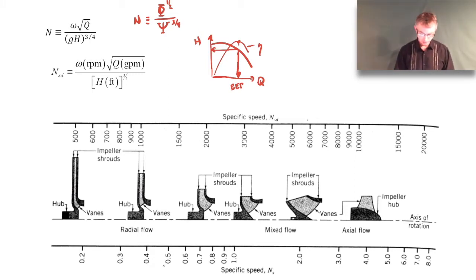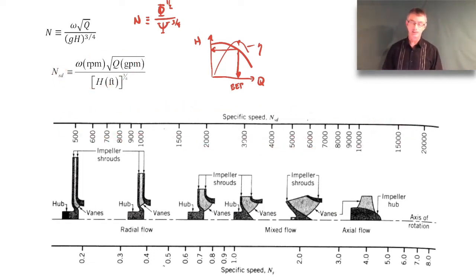Now you'll notice that there's another formula here, this N_SD. This is still specific speed, but it's given in a dimensional form. Up here, if you are careful with your units, it's dimensionless. But down here, it's dimensional with specific units for those quantities. So omega here should be in RPM, Q should be in gallons per minute, and H should be in feet. This gives the dimensional form, and that's what this axis is up here. So it has a weird combination of units.